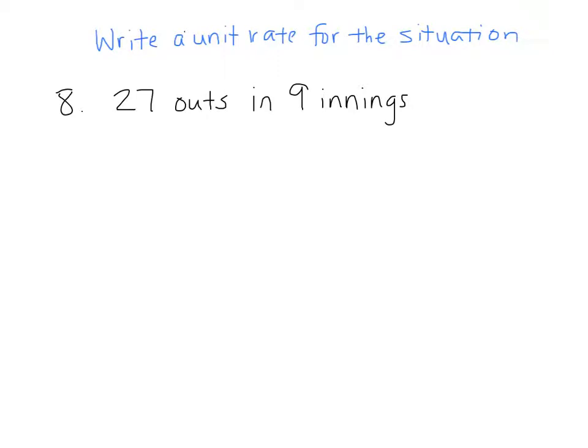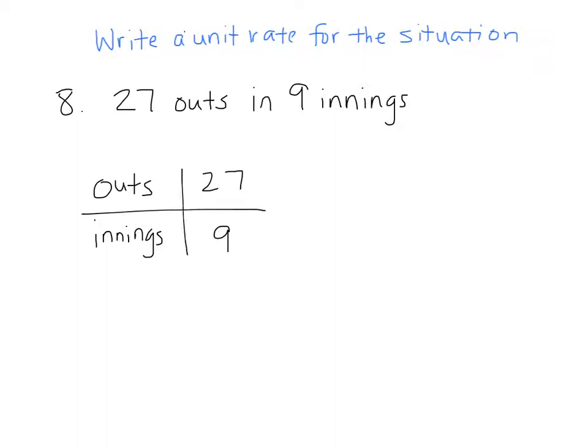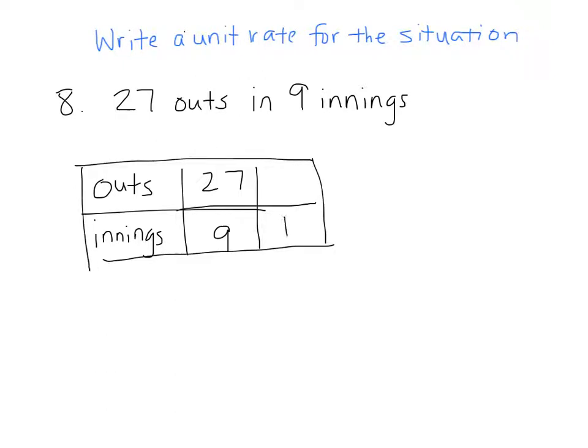Number 8, you have 27 outs in 9 innings. So I have outs in innings. And I have 27 to 9 is my ratio. What would my unit rate be? So I have 1 inning. So every inning I would have 27 divided by 9 gives me 3. So obviously we have 3 outs per inning.